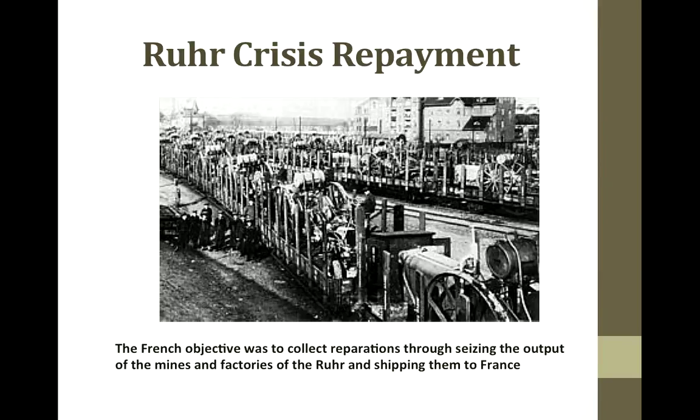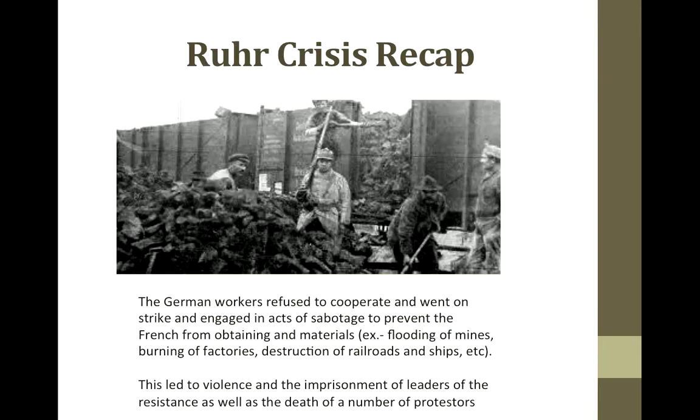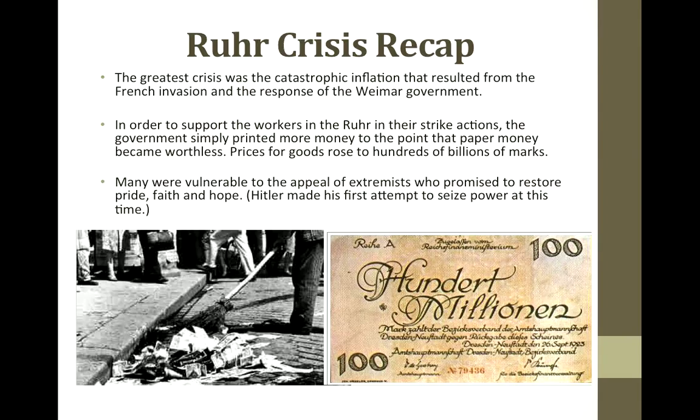to France. All right. However, the Germans acted with passive resistance. They failed to cooperate. A lot of them went on strike, and sought to sabotage and prevent the French from obtaining material. All right, for example, flooding the mines, burning the factories, and so forth. Many were imprisoned, and this violence led to the death of a number of protesters.